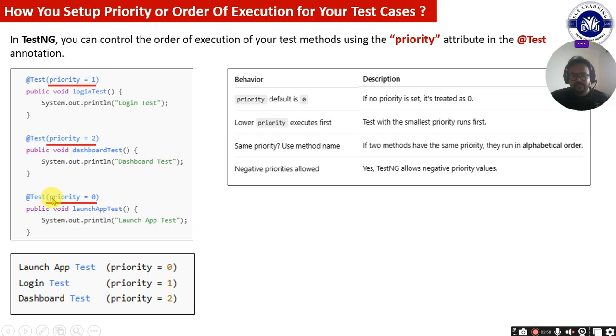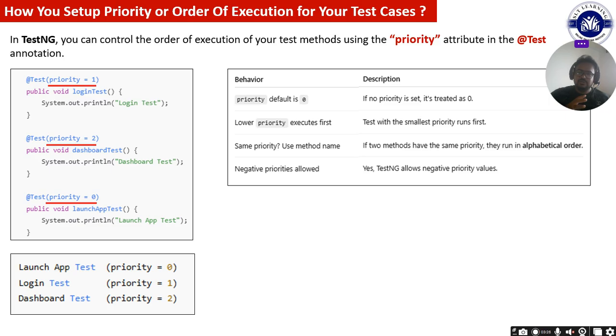Suppose you have not given this particular priority value, only @Test here, and here 1 and 2. That does not mean the first and second will get executed and then it will execute this third one. No, if nothing is given, by default it will take 0 and it will get executed first. Now suppose you give both test cases the same priority, what will happen? This is another interview question that may arise.